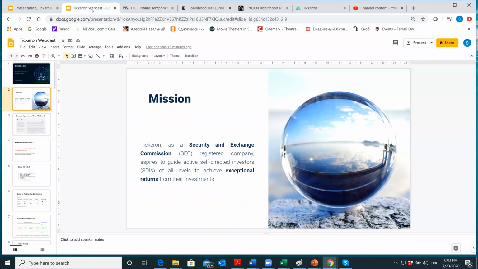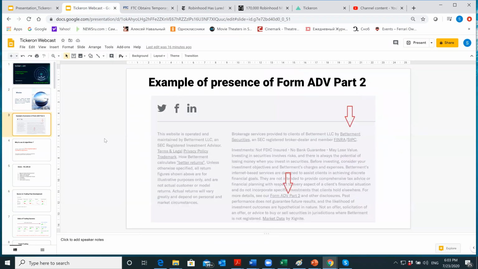So how do you find whether or not the company is registered? You have to go to their either general information or legal part of the website. This is for the betterment, as you can see, SEC registered, and you have to find this form ADV part 2. If you find that form, then the company is registered. If not, it is not. And then you can get any claims you want, you can get any testimonies you want, because this information is not controlled by any means, okay?